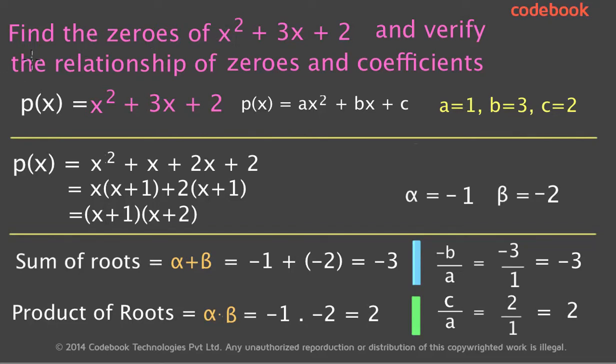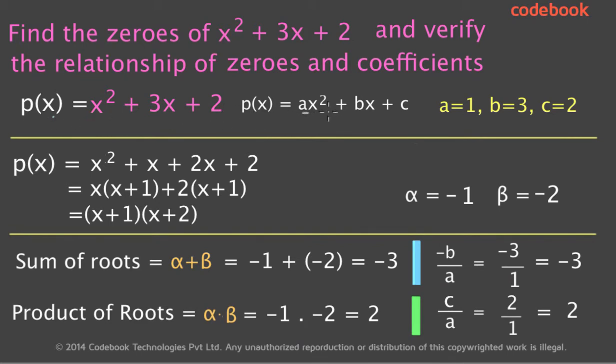So now let's work on a problem. Find the zeros of x square plus 3x plus 2 and verify the relationship of zeros and the coefficients. So first let's try to find the zeros of this quadratic polynomial. Let's consider p of x equal to x square plus 3x plus 2.